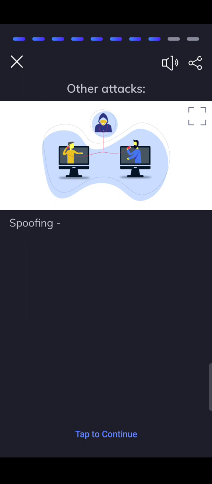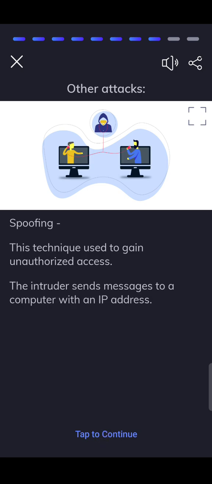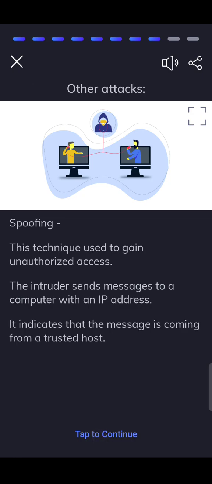Spoofing. This technique is used to gain unauthorized access. The intruder sends messages to a computer with an IP address. It indicates that the message is coming from a trusted host.